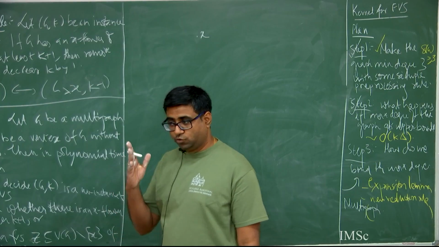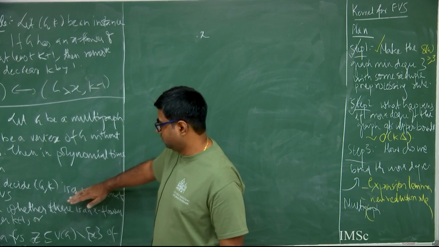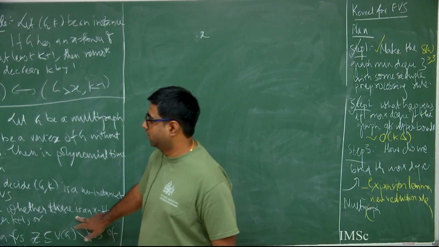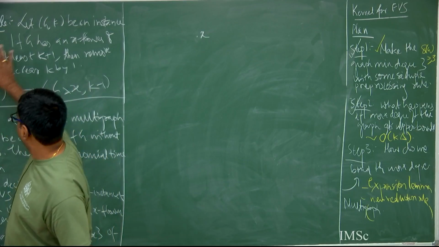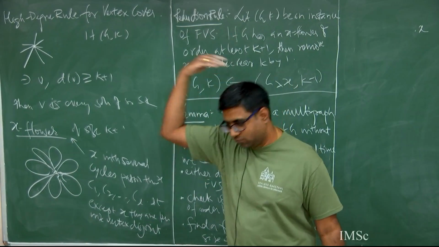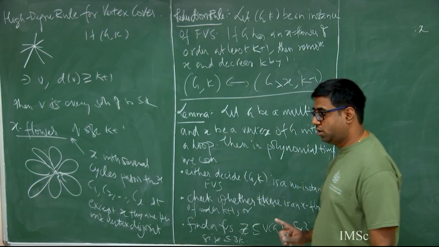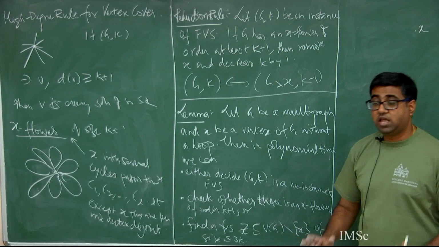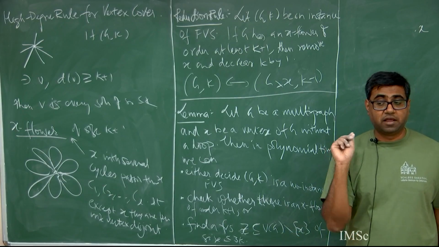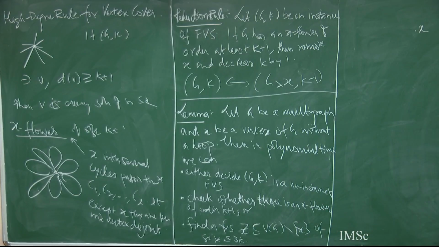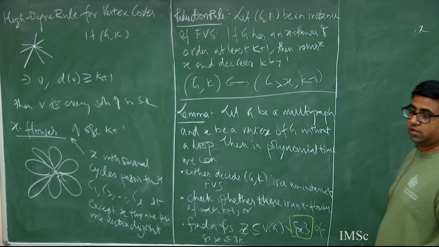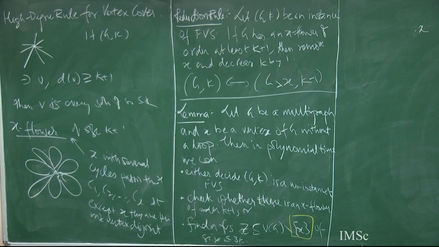So I do three things for you. Either I tell you it's a no instance, then you return no instance, or I give you a flower of order k plus 1, in which case you can apply this reduction rule and restart all over again. Or I give you a feedback vertex set of size at most 3k, which does not contain X. The important point is that it does not contain X, and has size at most 3k.